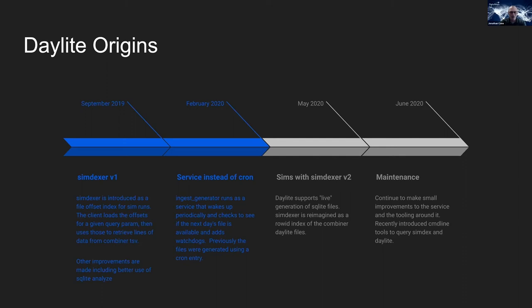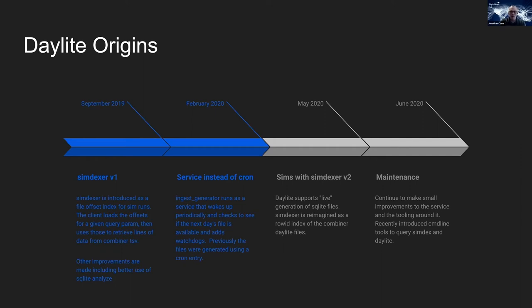Carl then had another idea in September of 2019, so a little over a year ago, to create something called Simdexer. This was originally a program that would read these same TSV lines, and there are sets of keys that we're looking for. So we would look at and see, do you have these keys? And if so, what's the value? And I'll start building file offsets for the keys that match up with that.